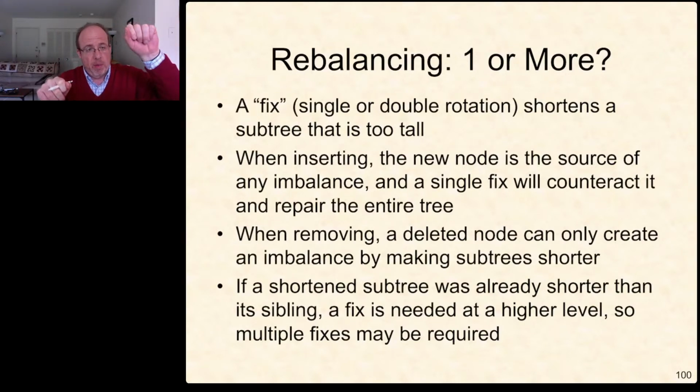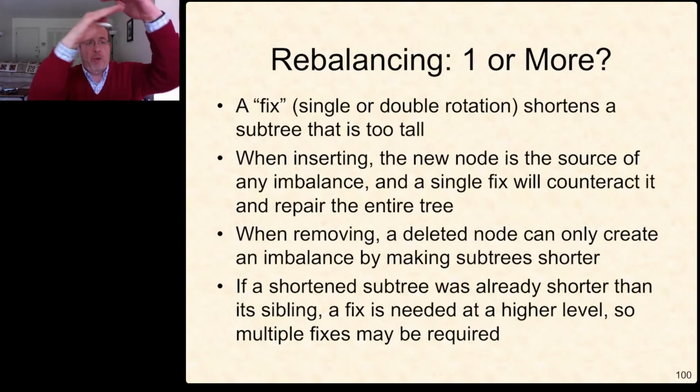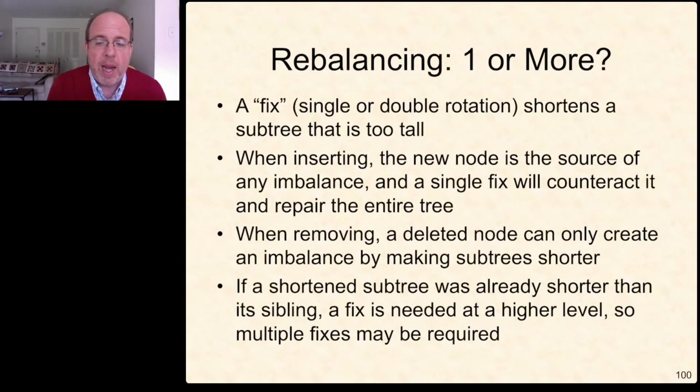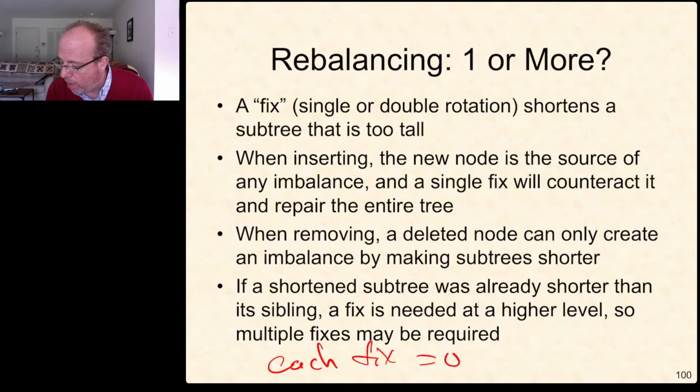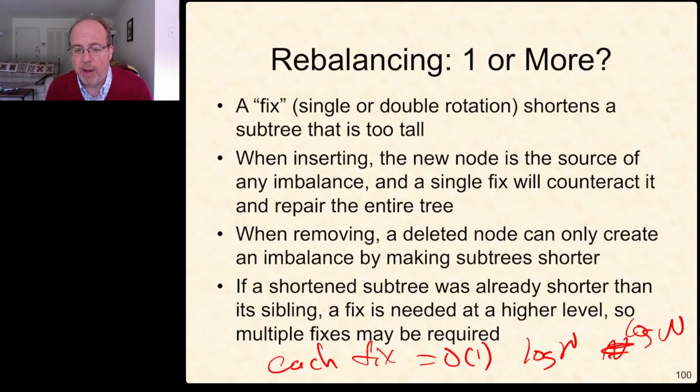A single rebalancing will fix it. When we're removing, the deleted node can only create an imbalance by making subtrees shorter, because we're removing something. But it could already be the shortest, so it might make something shorter and shorter and shorter all the way up. And so we have to fix it potentially all the way up. But again, each fix is constant time, there are log n levels, so it's log n total time to do the rebalancing.